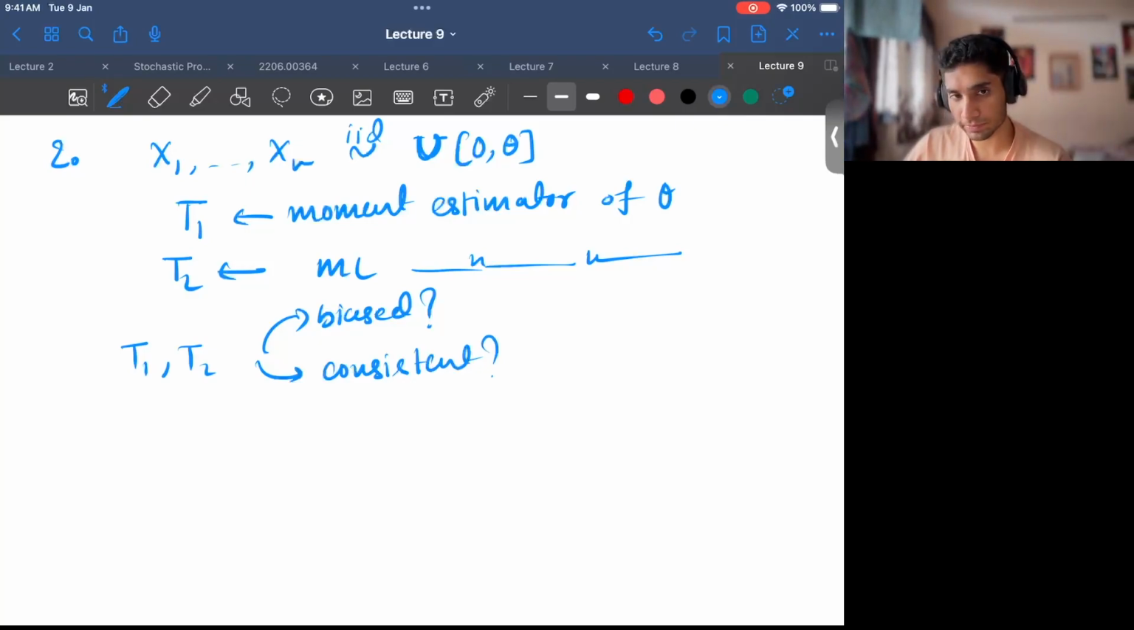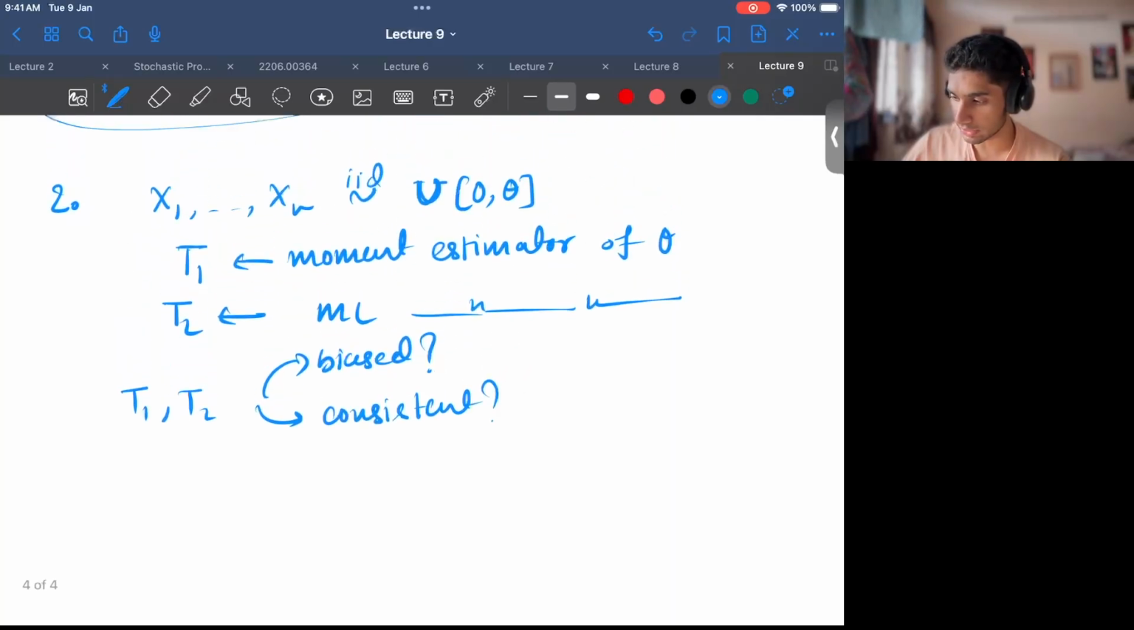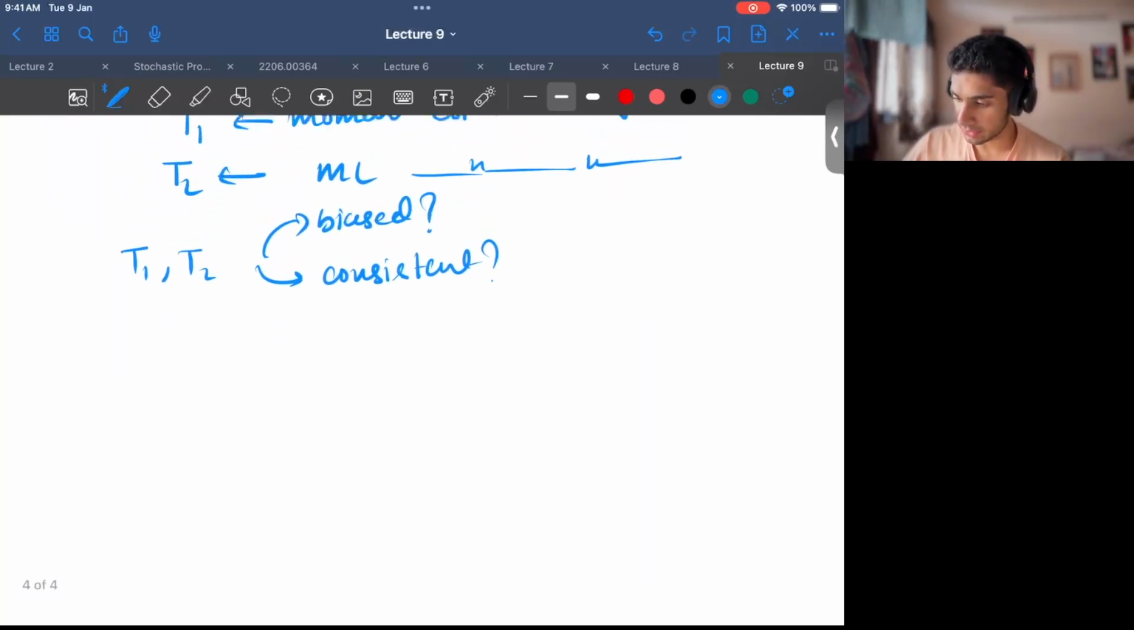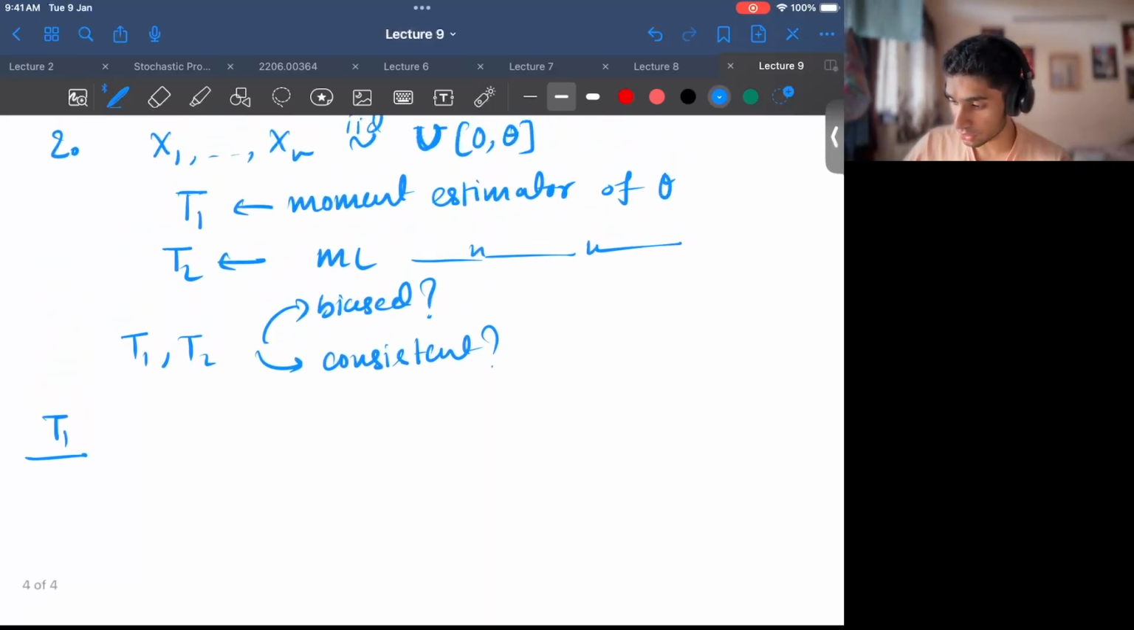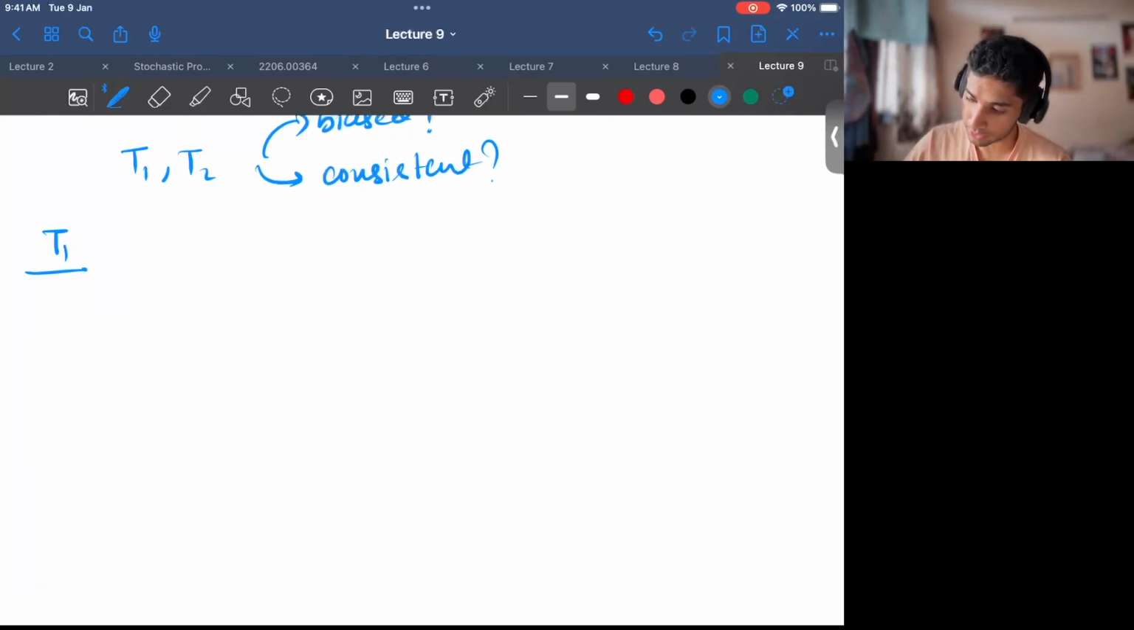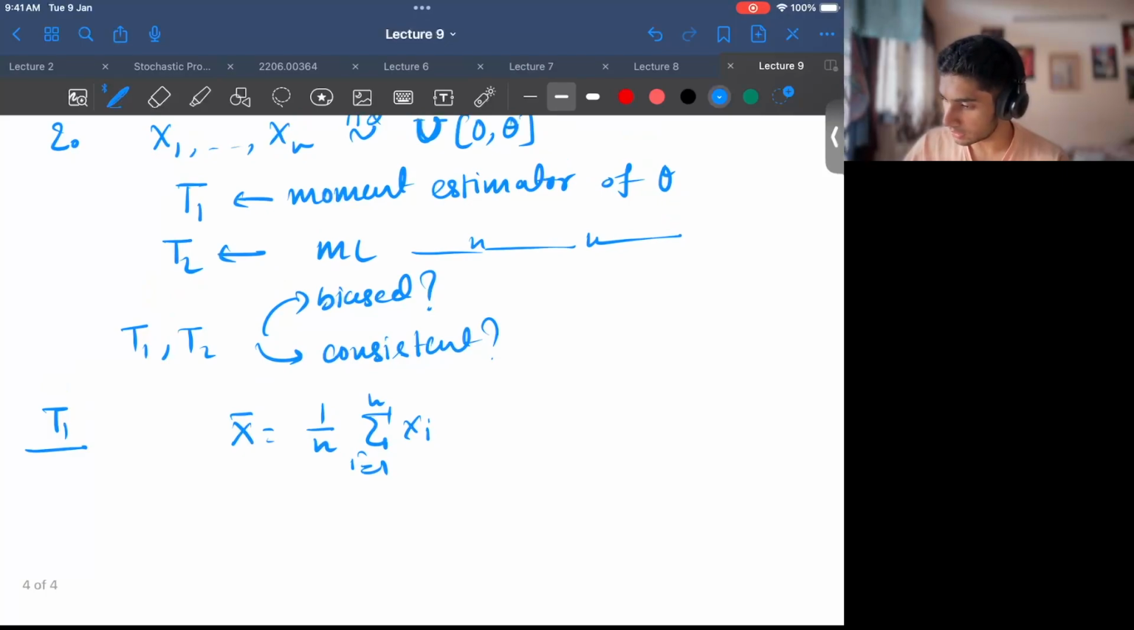We can start by first finding out what T1 and T2 are. What is the moment estimator and what is the maximum likelihood estimator of theta? So for T1, you look at the first moment only. Let's say x bar, which is equal to 1 by n summation i equal to 1 to n of xi. This is your first moment.